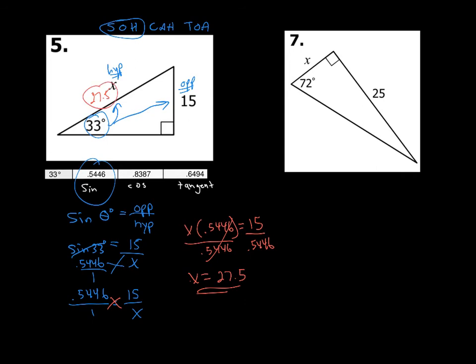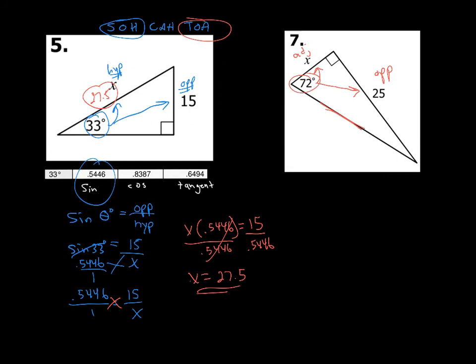And that makes sense. It's longer than 15, and it should be. Over on number 7, I got my angle of 72 degrees. This is my adjacent side because it's next to it. This is the opposite leg. The hypotenuse has nothing to do with this question. So I have adjacent and I have opposite. Adjacent and opposite sounds like tangent, right?